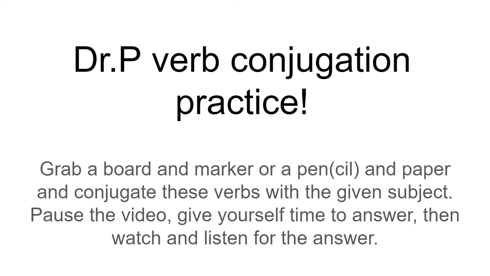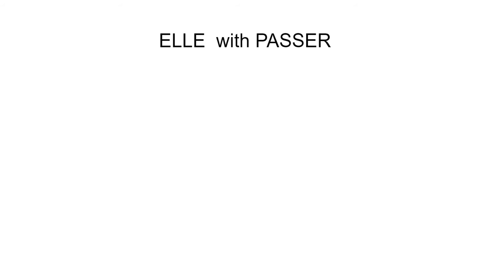So once you see the verb and the subject pronoun or the subject, go ahead and pause the video and then unpause the video and check to see if you got the answer correct. If you did, great job. If not, listen to the explanation and see if you understand your mistake. All right, so pretty simple. So let's go. I want you to conjugate elle, singular, with passer in the passé composé.